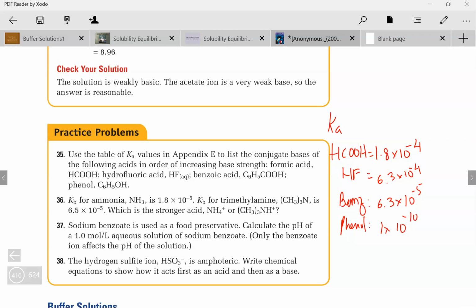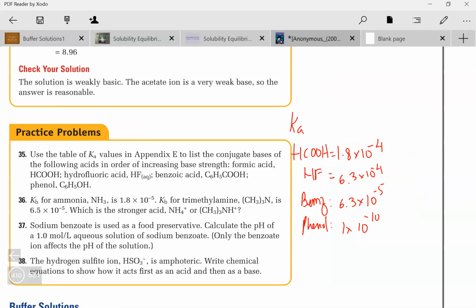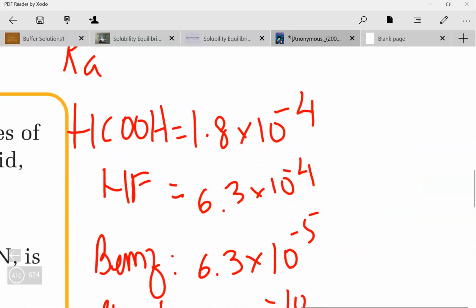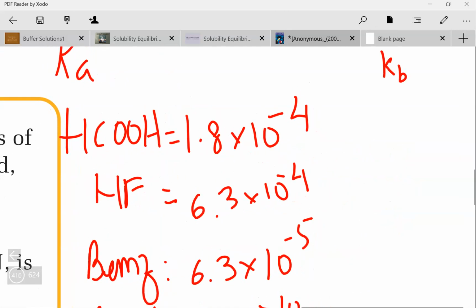Okay, so one option is to actually calculate the Kb of the conjugates, right? And we can do that. I should have zoomed in, so I'm going to zoom in here so that I can write bigger. Kb of the conjugate. So Kb of methanoate, again, do 1 times 10 to the power negative 14 divided by this Ka. So 1 times 10 to the power negative 14 divided by 1.8 times 10 to the power negative 4, which gives me 5.5 times 10 to the power of negative 11.